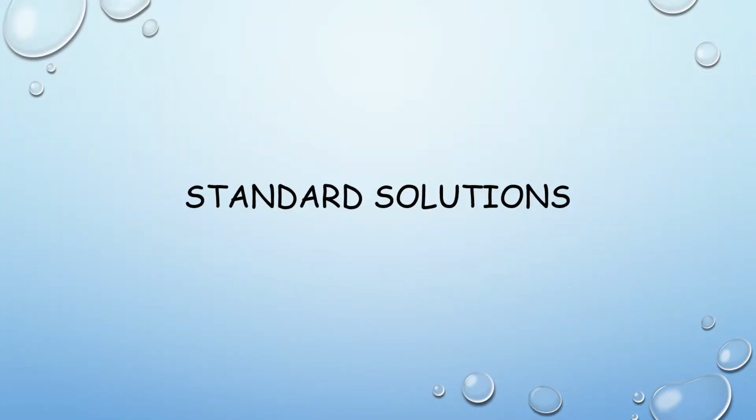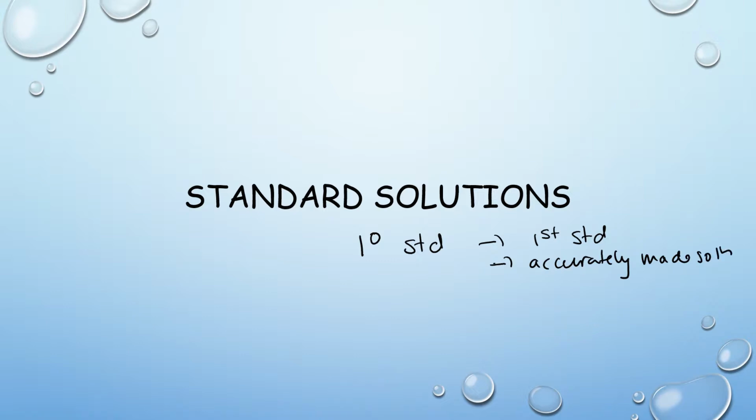There are two different types of standard solution. The first one is called a primary standard. Now, primary standard is obviously your first standard. And this is an accurately made solution. There are other types of standards. You can just have a standard solution, which may be a secondary standard or a tertiary standard, and these are solutions standardized from another solution.